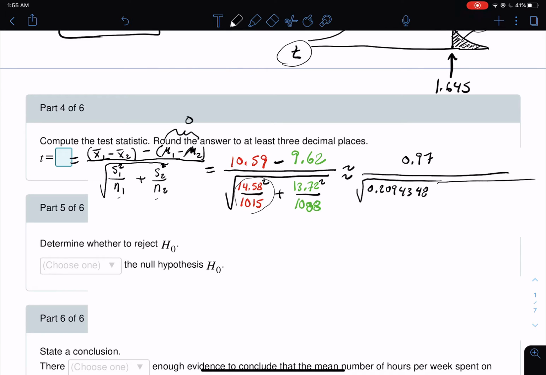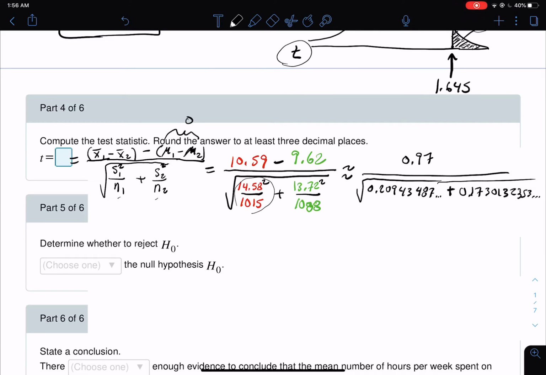I'm just going to show you all this value so you can see it on your calculator. 0.20943487, and that goes forever, plus 0.1730132353. Okay, so you sum those up, take the square root, and then you do this division problem.